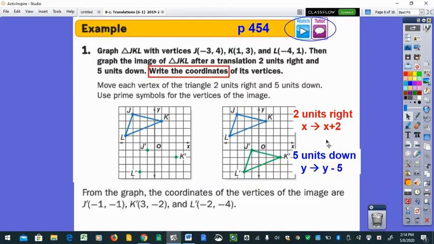Once you have this notation, just take the X coordinate of the pre-image, -3, add 2, and you get -1, and there's the X coordinate of J prime. Take the Y, 4, take away 5, and -1 would be the Y coordinate of J prime. And if you come up here, look, -1, -1, there's J prime. So you can get these coordinates without having graph paper.